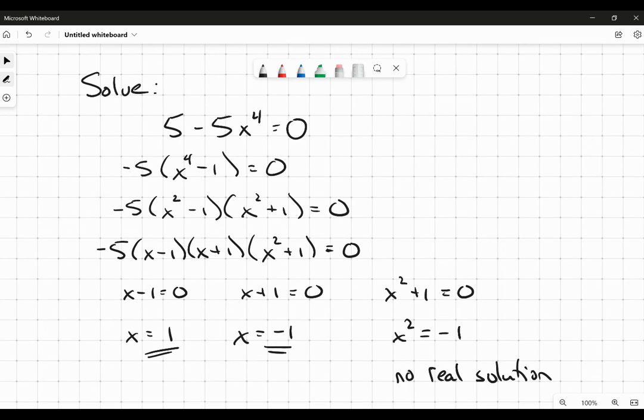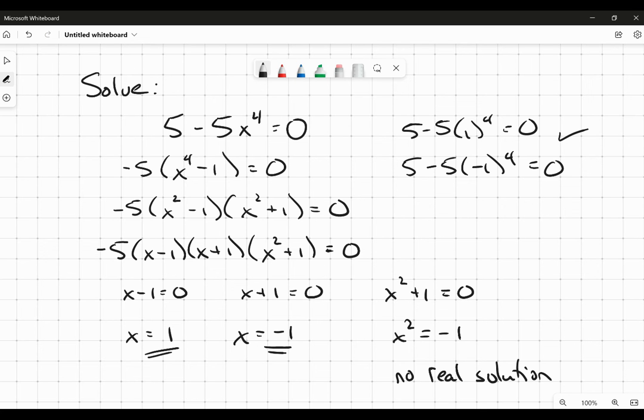And actually, if you plug them back into the original equation here, if you make that 5 minus 5 times 1 to the fourth, does that equal 0? Well, yeah. If you check it with 5 times negative 1 to the fourth, does that equal 0? And again, the answer is yes, because when you take that negative to the fourth power, it's going to become a positive value. So there you go. So our solutions here are going to be 1 and negative 1.